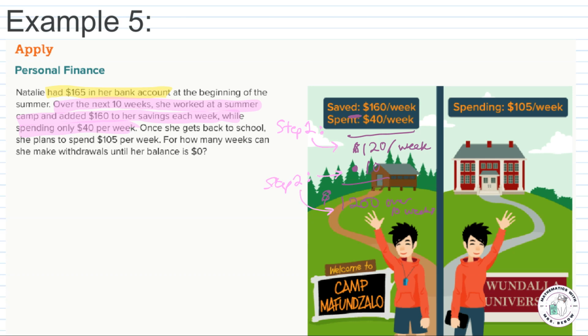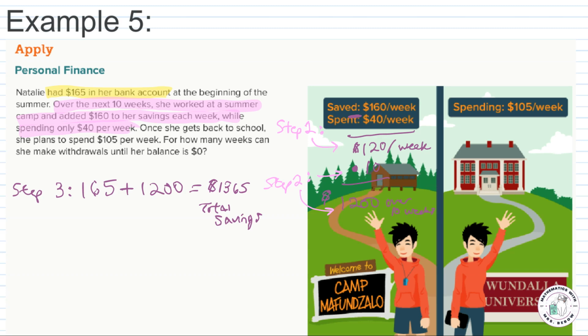So her savings, she already had $165 in her account, right? So step three, let's figure out how much money she's actually earned over these 10 weeks and add it on to that $165 she has in her bank account. So 165 plus 1,200 is going to be 1,365, and that is again what she has in her savings now, right, in her bank account. So total savings is going to be 1,365.